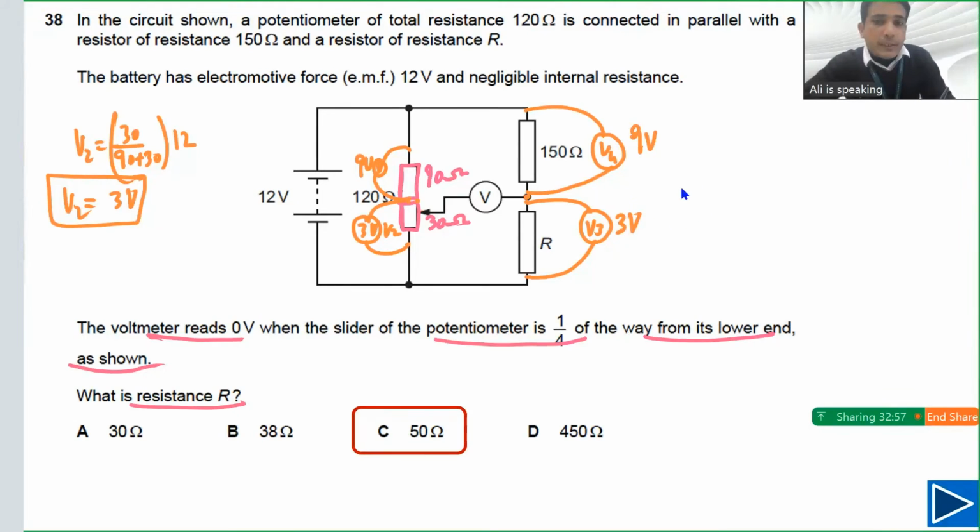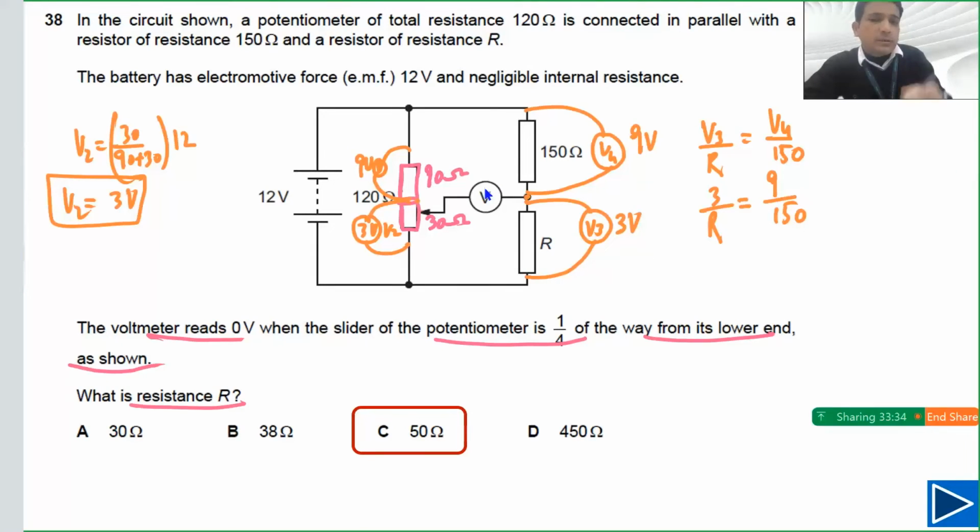Now we need to find out the resistance of this one. Because they are connected, no current is passing here, and they are connected in series. So this is just a potential divider. So we can say current is the same. As current is the same, V3 divided by R has to be equal to V4 divided by 150. So V3 is 3 volts and this is R, what we need to find out. And V4 is 9, and this is divided by 150.